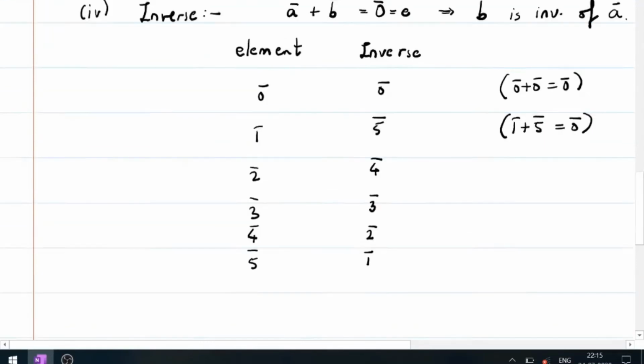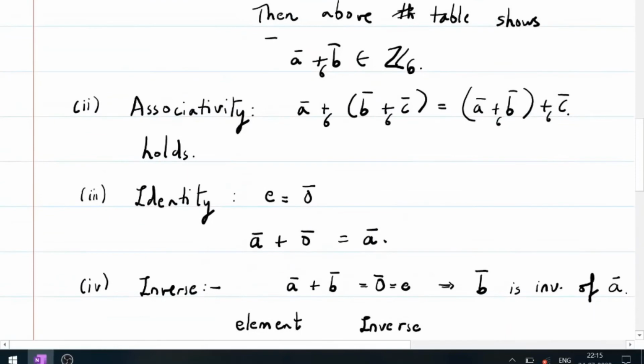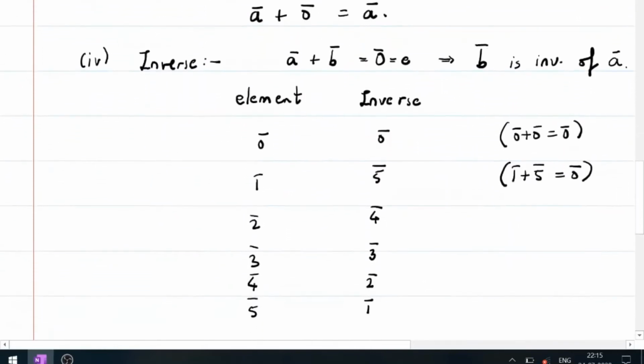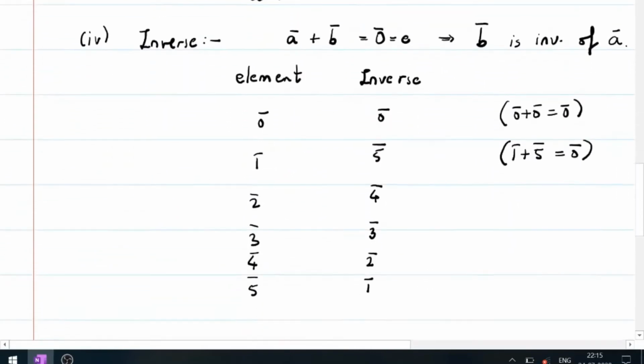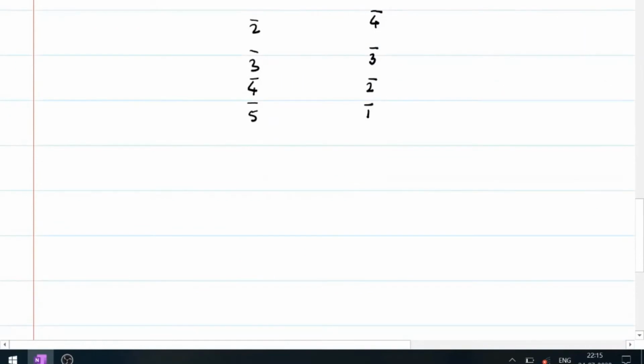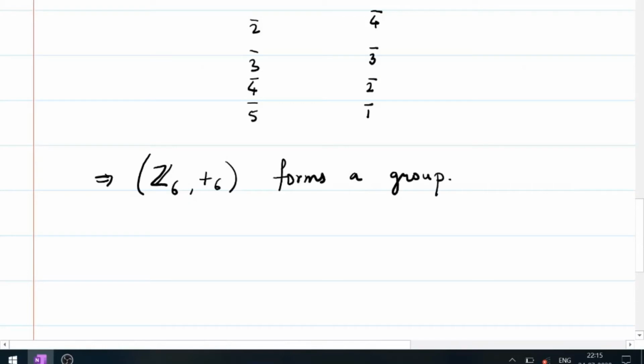Okay, so we have shown that every element has an inverse in this group, so in this set. So this means that Z6 with respect to addition modulo 6 forms a group. So the first exercise is over here.